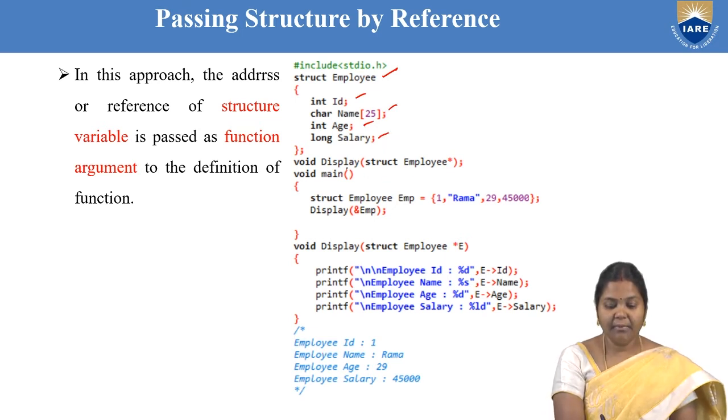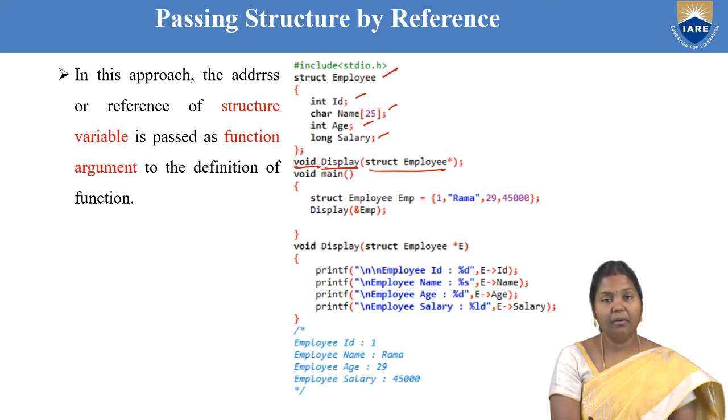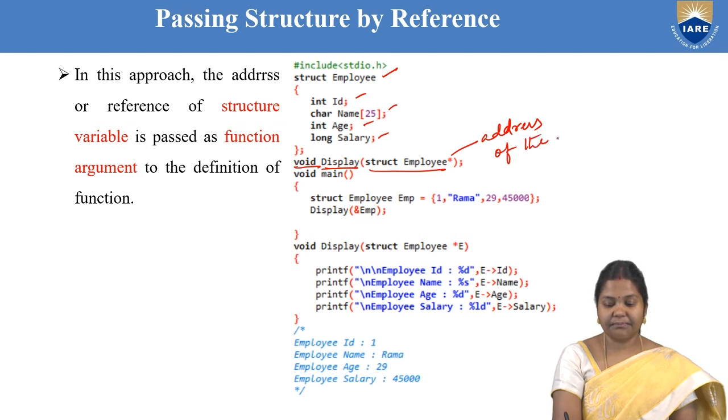Now we have written a function prototype: display is the name of the function, with a void return data type, and we are passing the address of the structure variable. We are not passing the values directly, we are passing the address of the structure variable.